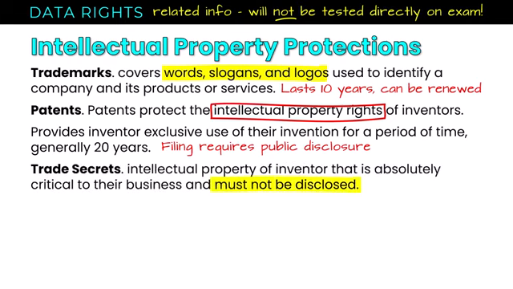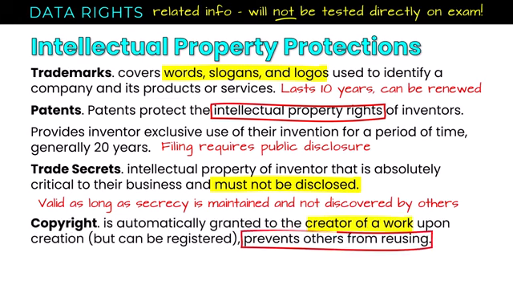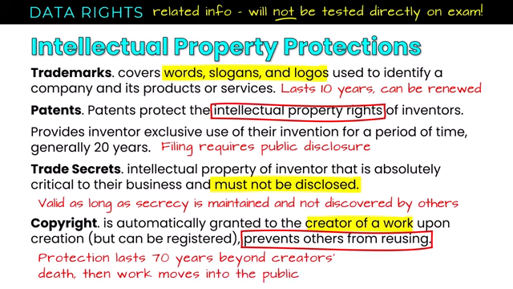That's where trade secrets come into play. Intellectual property of an inventor that is absolutely critical to their business and must not be disclosed is a great candidate for a trade secret. It's valid as long as secrecy is maintained and not discovered by others. Once it's no longer a secret, protection is lost. And then there's copyright, which is automatically granted to the creator of a work upon creation, but can be registered.